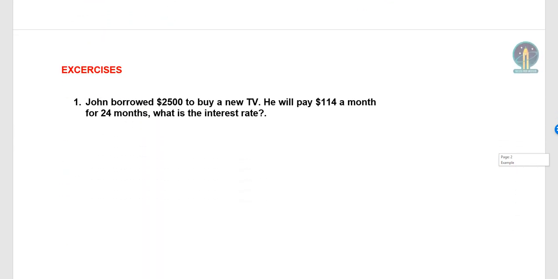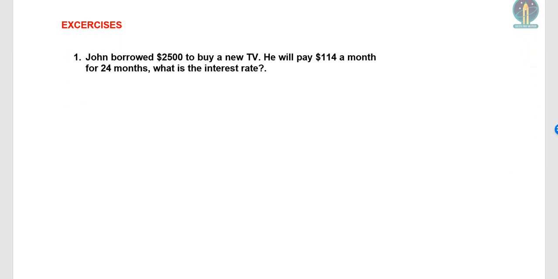Let's look at our exercise. Please pause the video, work on this, and come back for the solution. John borrowed $2,500 to buy a new TV. He will pay $114 a month for 24 months. What is the interest rate?